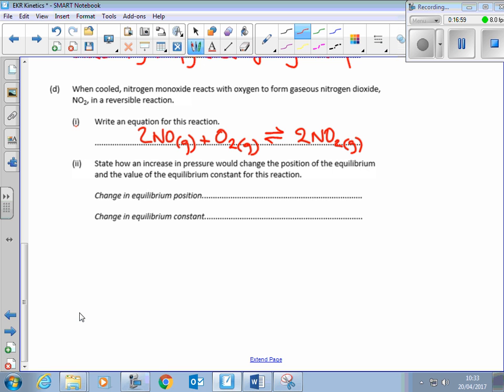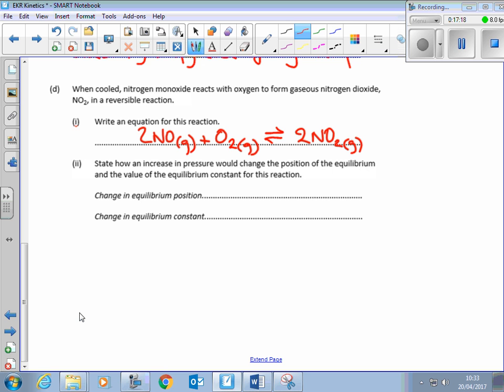So what about the position? It moves to the right. Yeah, because if you increase the pressure, you want to try and reduce it. Le Chatelier's principle says that it will try and reduce the disturbance.